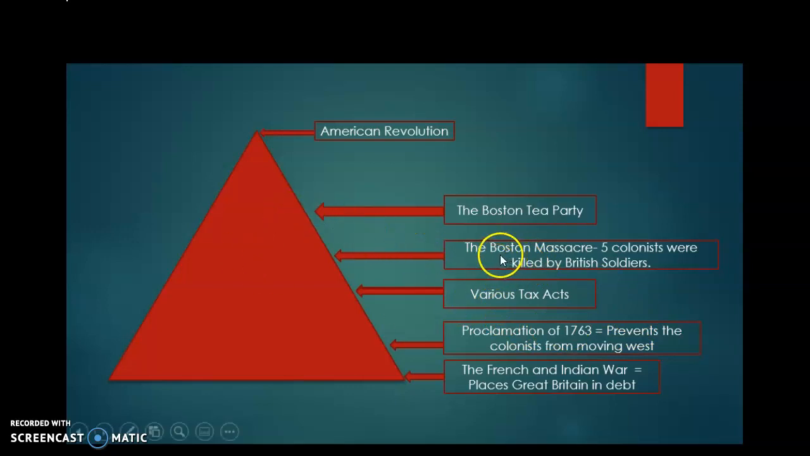We would see these protests and riots eventually accumulate into the Boston Massacre, where we saw 5 colonists killed by British soldiers. And now today we are going to focus on the Boston Tea Party, something that's going to get us closer to the top.